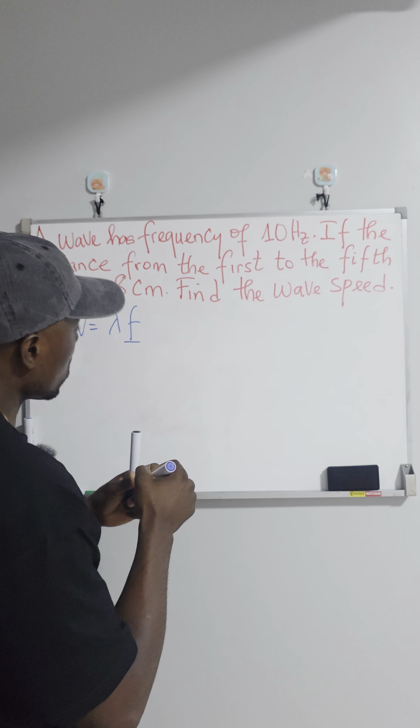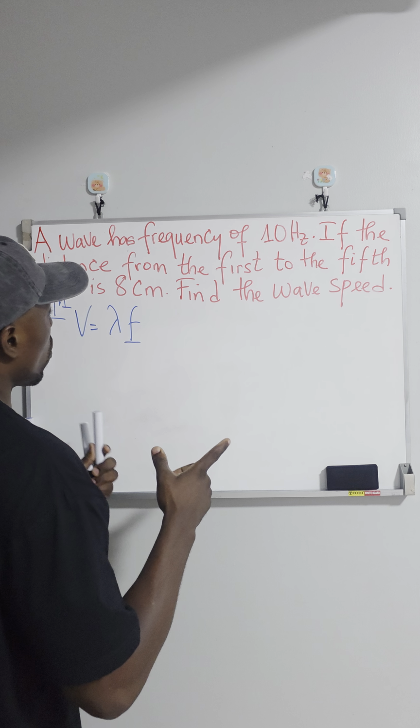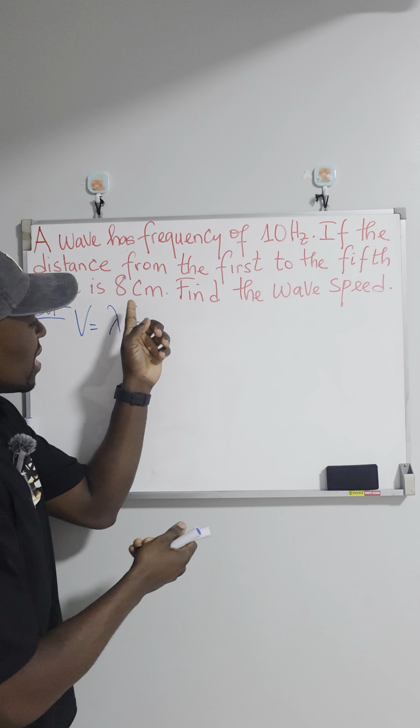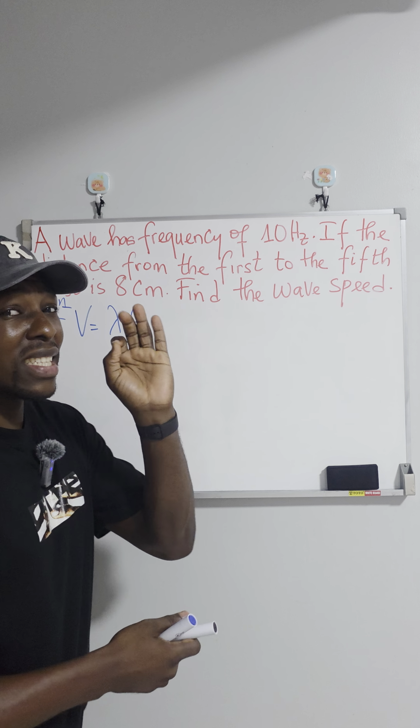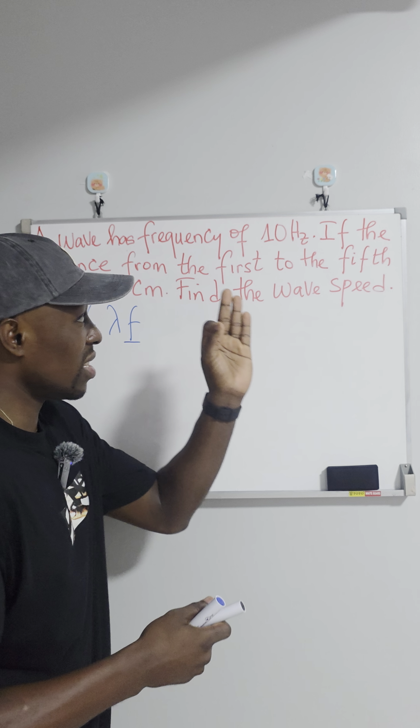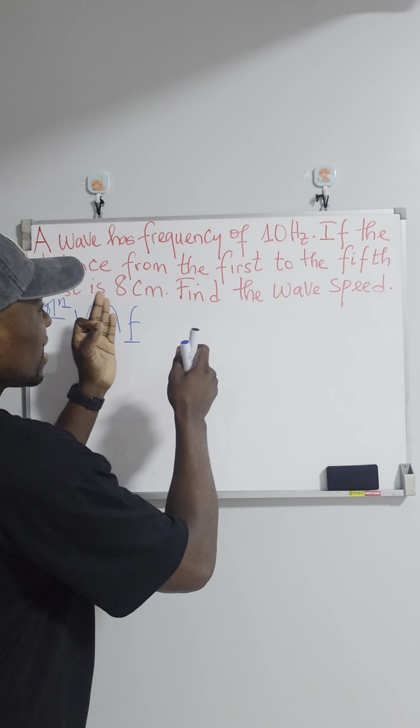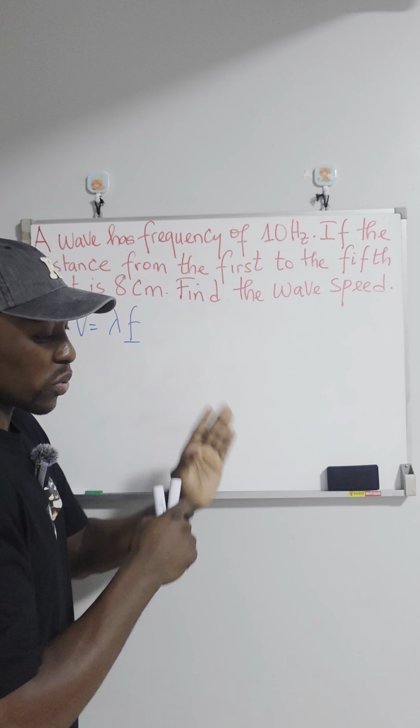But there's information here, dear friends, which you can exploit to obtain the wavelength. This distance, 8 cm here, is not the wavelength. The question is clear about it. It says the distance from the first to the fifth crest.